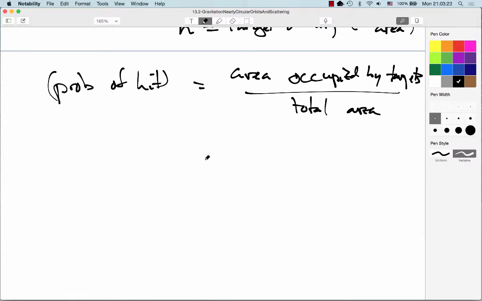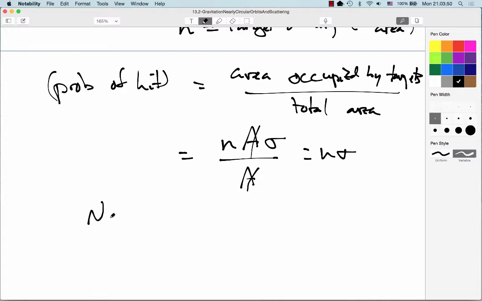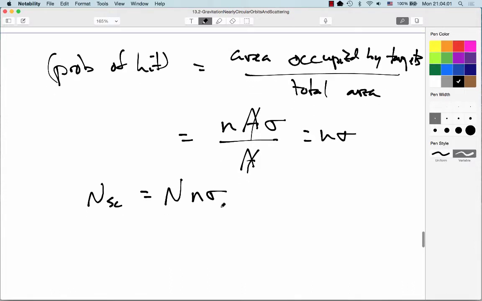All right. So the area occupied by the targets will be the number of targets in the assembly. That'll be the target density times the area of the assembly times the cross-section of one target, over, we're just dividing by the area of the assembly. Cancel, cancel, we get the target density, the number density times sigma. So our total number of projectiles that are scattered will be equal to the number we fire times the target density times the cross-sectional area.